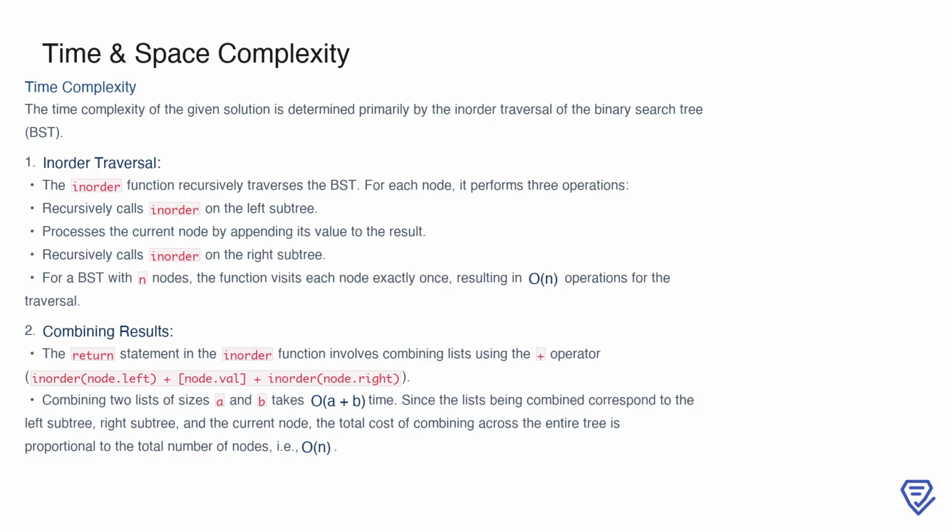Additionally, the inorder function combines results from the left subtree, the current node, and the right subtree using the plus operator. When combining 2 lists, the time required depends on the size of the lists being merged, which adds up to n across all nodes in the tree. Therefore, the total time complexity for the traversal and combination is O(n).